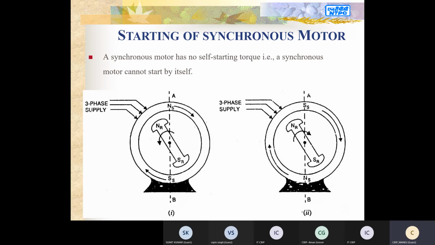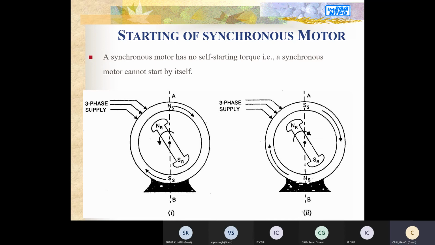If you see the picture in the first diagram, suppose we have given an AC supply to the stator and a DC supply in the rotor. In the rotor, there are north and south poles, whereas in the stator, at point A there is a north pole and at point B a south pole. What will happen after half a cycle? After half a cycle, there will be pole reversal, and the north pole will become a south pole. At point A there will be a south pole, and at point B a north pole.